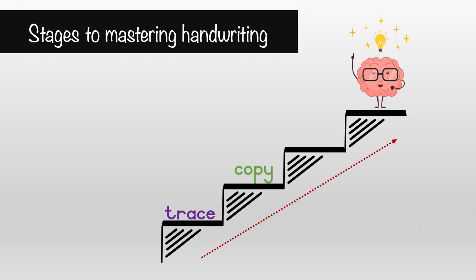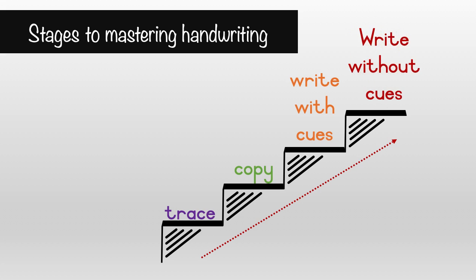The next stage is writing with cues. And these are usually cues to help learners with the starting point for a letter, and then they will have to complete the letter by themselves without any other visual prompts. And then lastly is to be able to write without any cues. And this is where letter formation has become automatic, and young learners begin to write more fluently, which we know is one of the major aims of teaching handwriting.